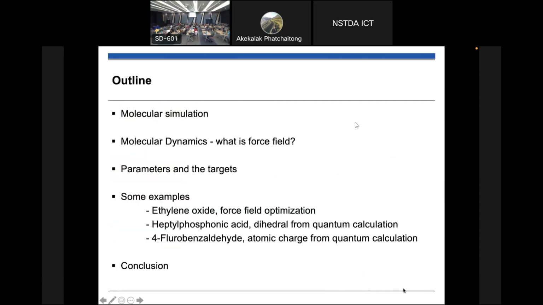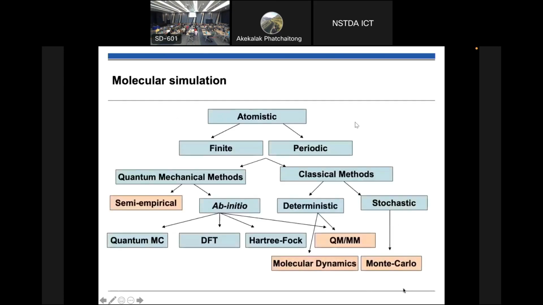Now, this is the outline of the talk. We'll talk a little bit about molecular simulations, then what force fields are, some parameters and some targets, and how we optimize those. And we'll quickly go to the conclusion. If I get some time, then maybe I can show you around a little bit of the online force field generators. There are a lot of tools from which you can generate force fields nowadays.